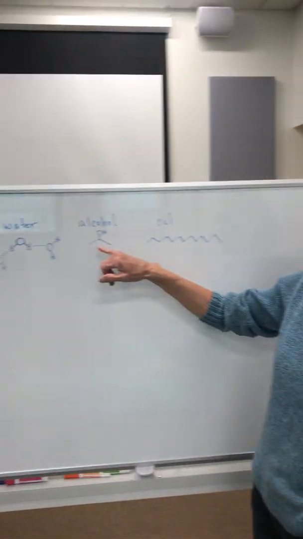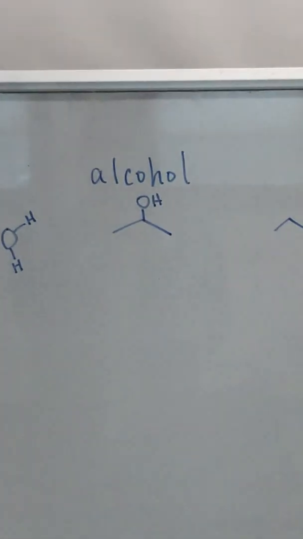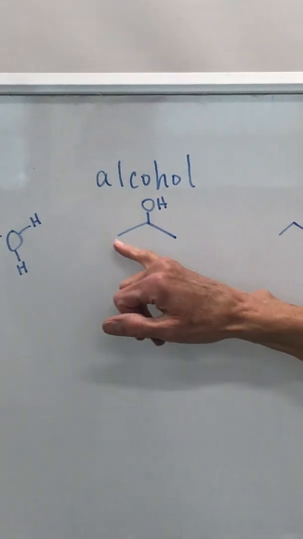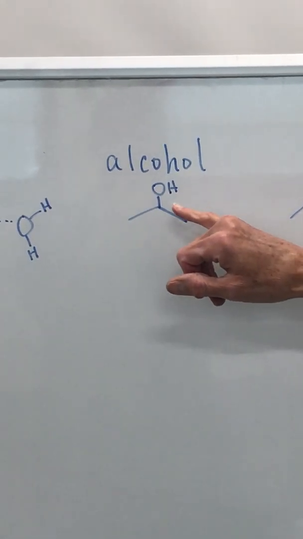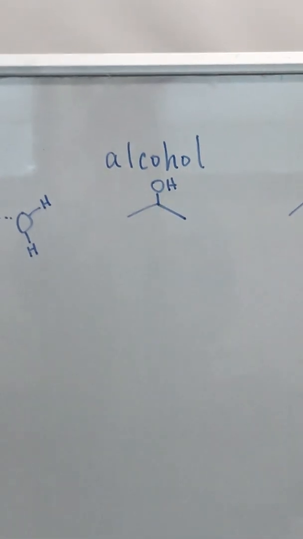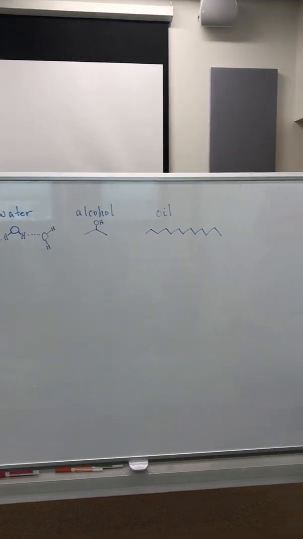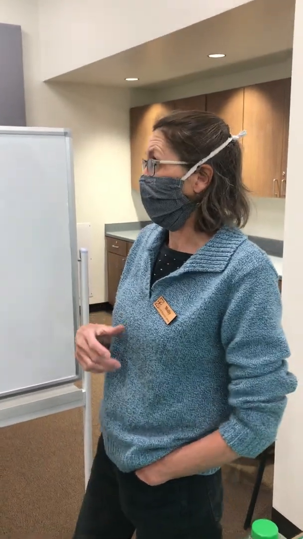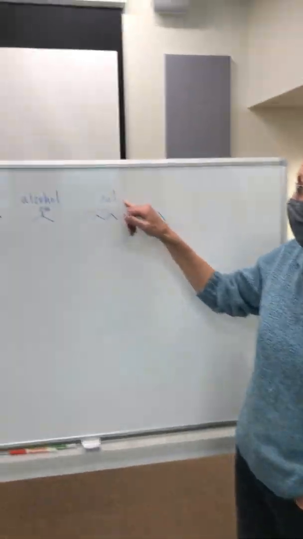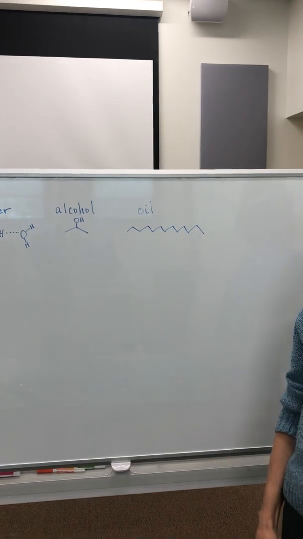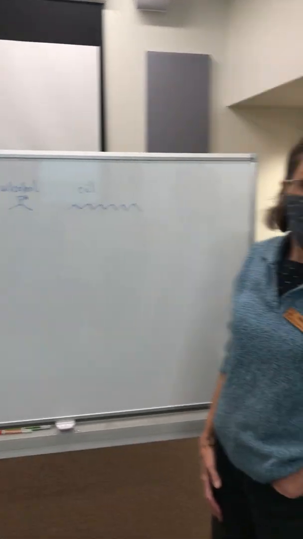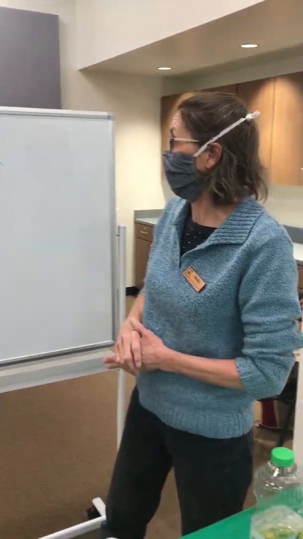The alcohol, and we're using rubbing alcohol, which is isopropanol, has carbons and hydrogens as well as an oxygen. So it is also fairly polar, but not as polar as water. And then oil is just a long string of carbons and hydrogen atoms. So it's not polar at all, very nonpolar.